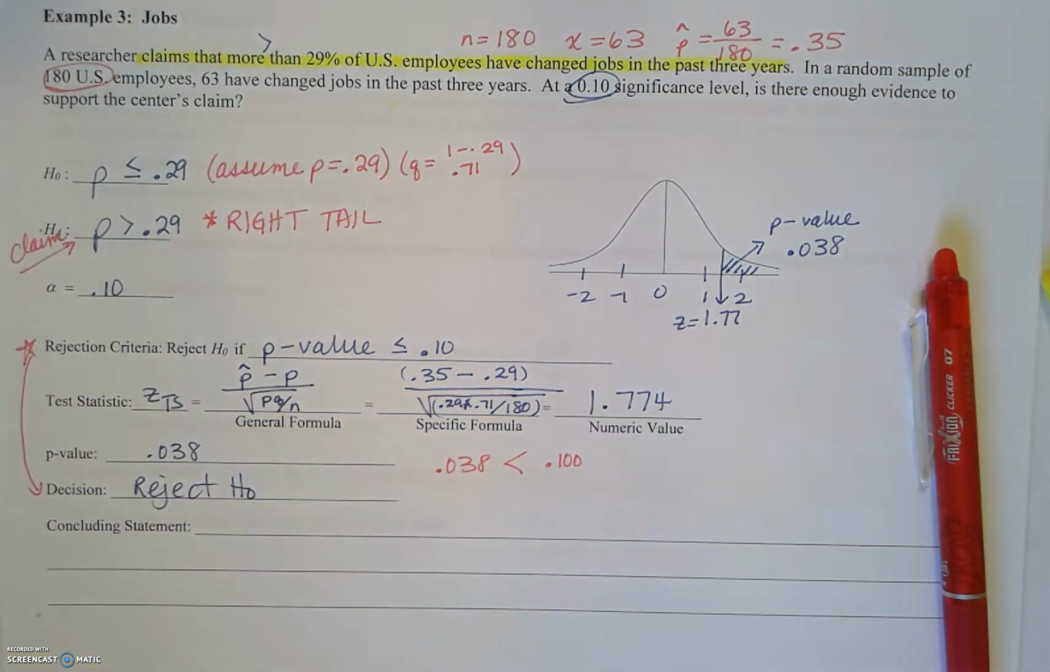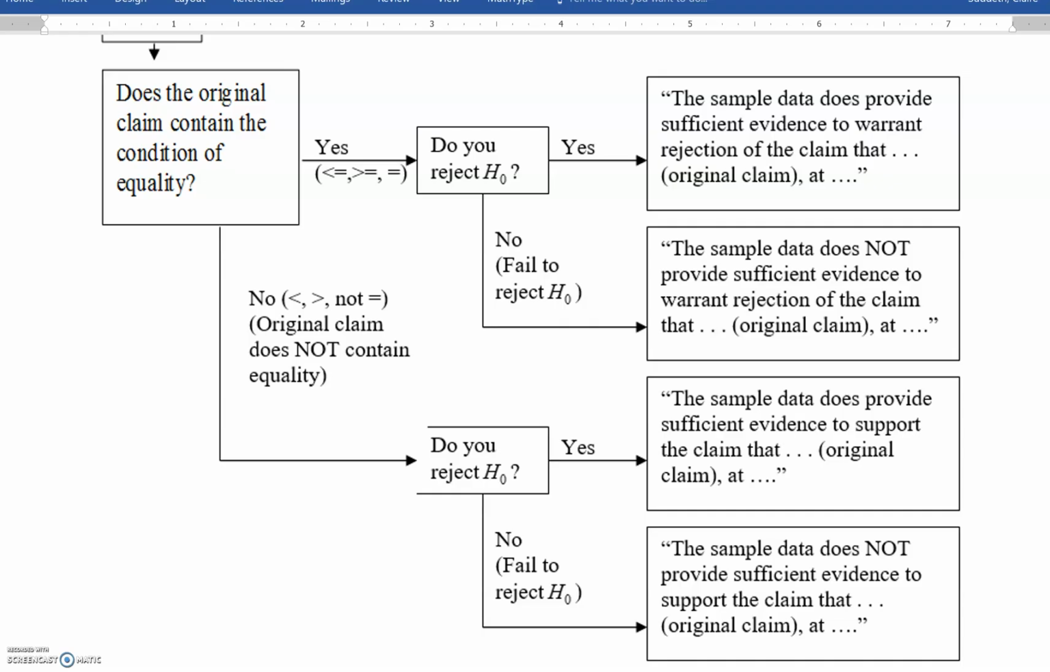Now our concluding statement. I'm going to look at the chart. Remember, our claim was H sub A, it did not contain equality, and we rejected. On our chart, does the claim contain the condition of equality? The answer is no, because H sub A is just greater than. So we go down, and then we answer the question, do we reject the null hypothesis? And it says yes. So it should say the sample data does provide sufficient evidence to support the claim. So it does support the claim. Let's write that on our paper.